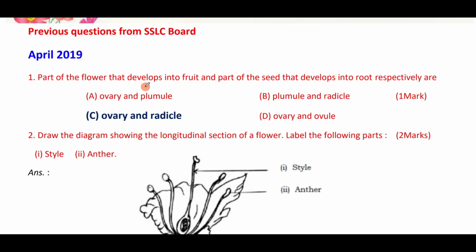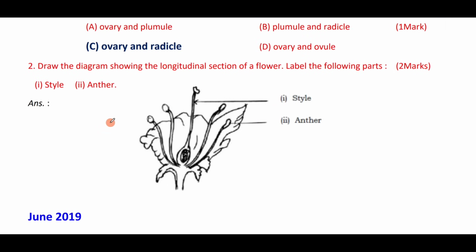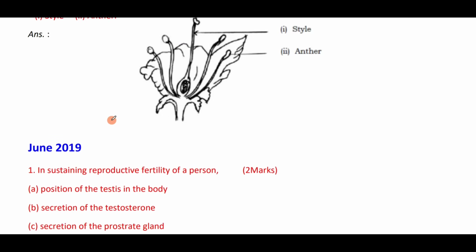The part of the flower that develops into fruit is the ovary. The part of the seed that develops into root is the radicle. Radicle develops into root, whereas the ovary develops into fruit. Next question: diagram of LS of flower. Very important diagram for 2 marks. Do practice well to score 2 out of 2 in the examination.